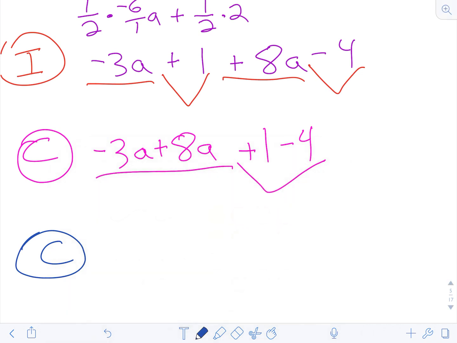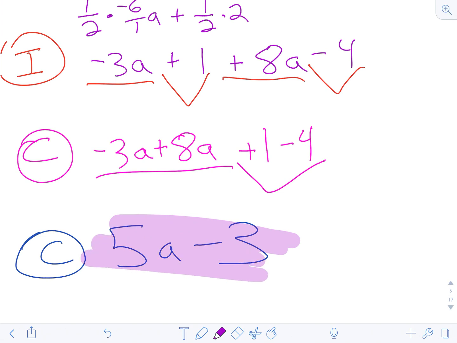Now I combine. Negative 3a plus 8a is 5a. 1 minus 4 is minus 3. Okay? There we go. That's my answer. Good work.